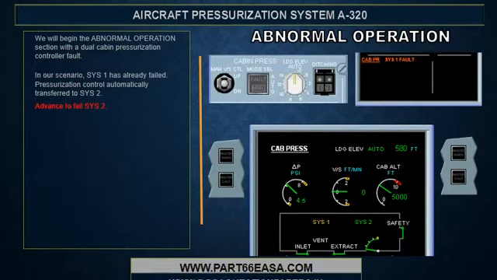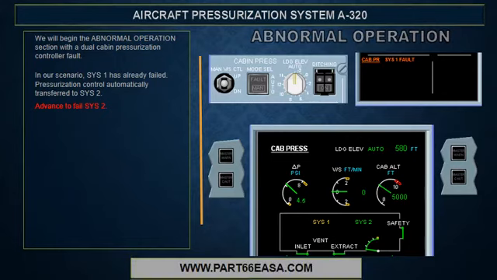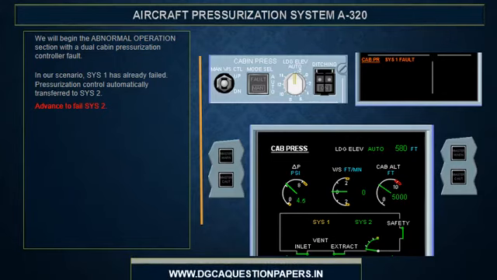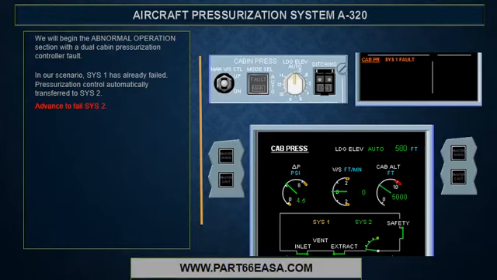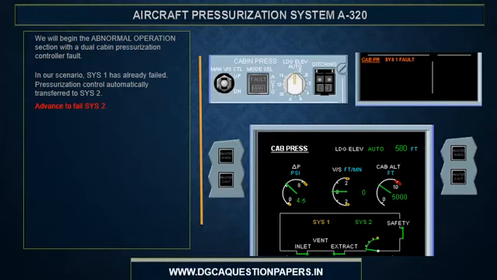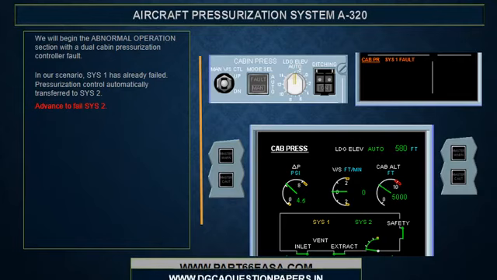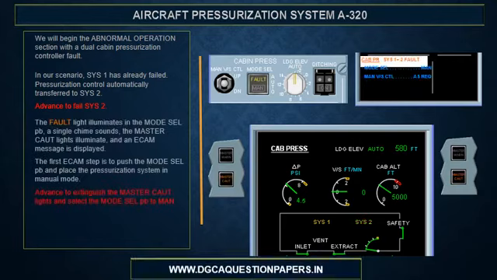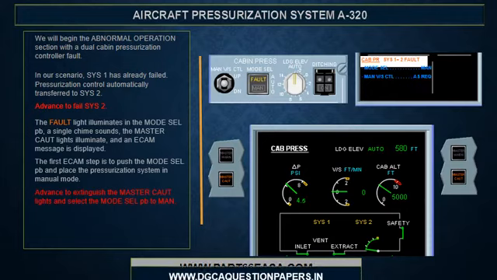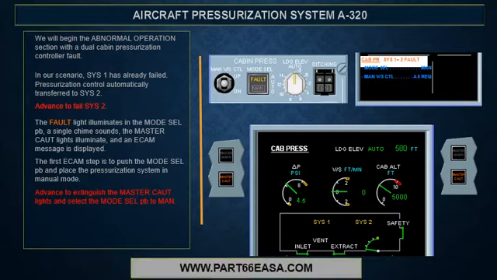We will begin the abnormal operation section with a dual cabin pressurization controller fault. In our scenario, SYS1 has already failed. Pressurization control automatically transferred to SYS2. Advance to fail SYS2. The fault light illuminates in the Mode Select push button, a single chime sounds, the master caution lights illuminate, and an ECAM message is displayed.